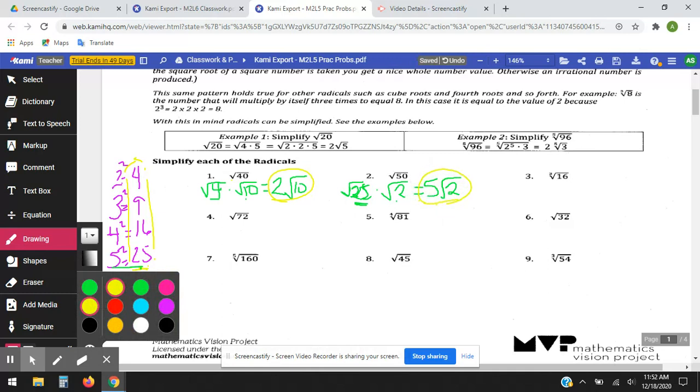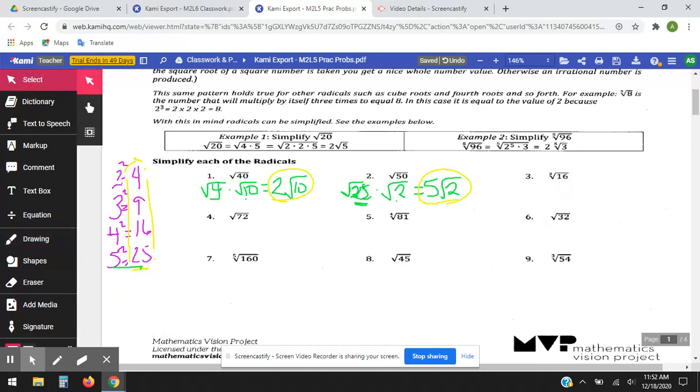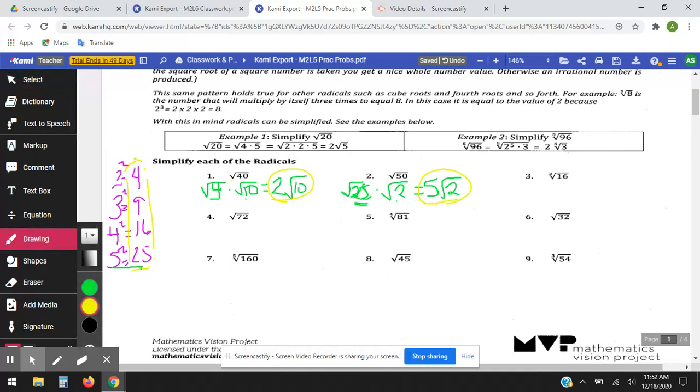So let's try a cube root. Over here we have the cube root of 16. Let's do the same thing we did before. I'm going to do these in blue, on this side. So 2 cubed equals 8, 3 cubed equals 27, and 4 cubed equals 64. Now they're getting really big really fast, so I'm just going to stop there.